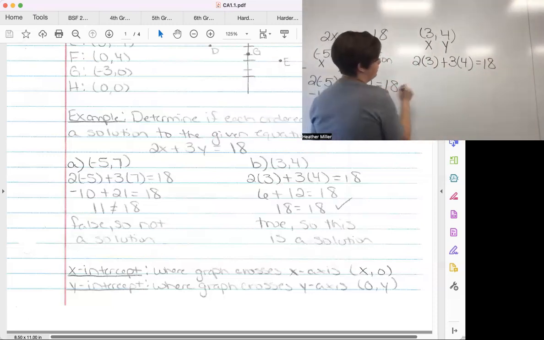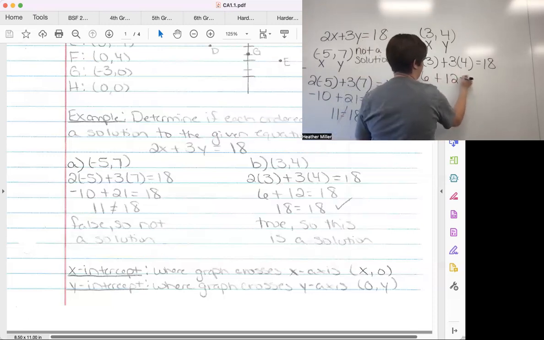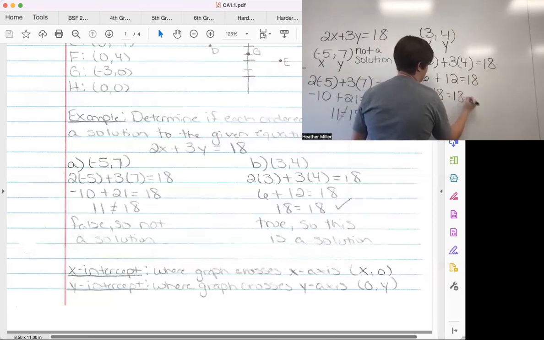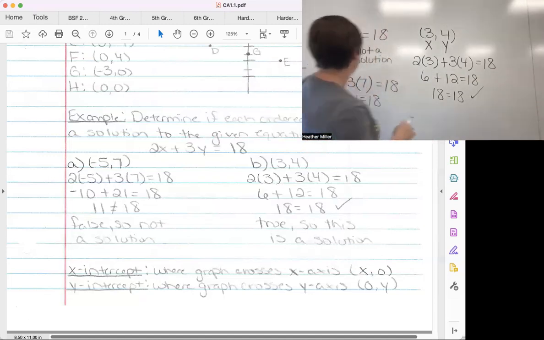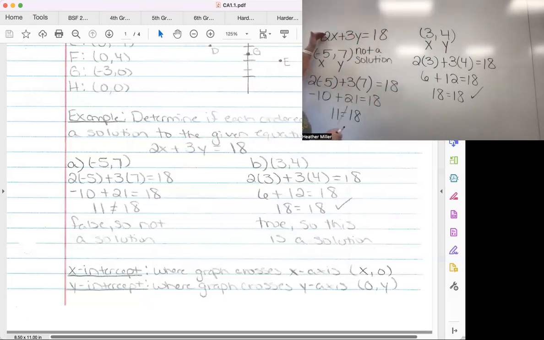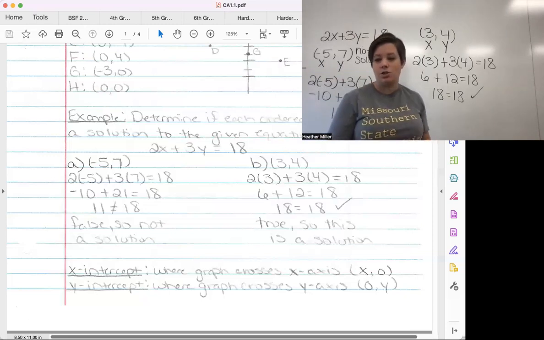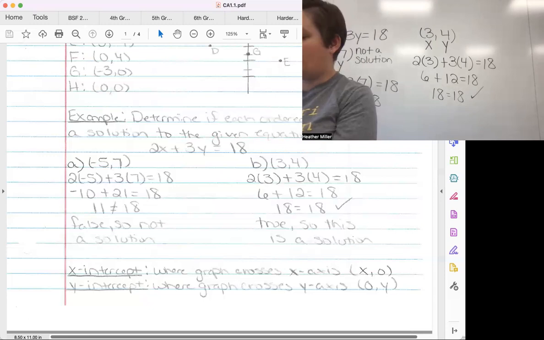Making sure all that's in there. 2 times 3 is 6, plus 3 times 4 is 12, equals 18. We get 18 equals 18. Yay. We just verified that the point (3, 4) does in fact lie on this original line, 2x plus 3y equals 18. So that one is a solution because we got a true statement. And that's how we verify those.